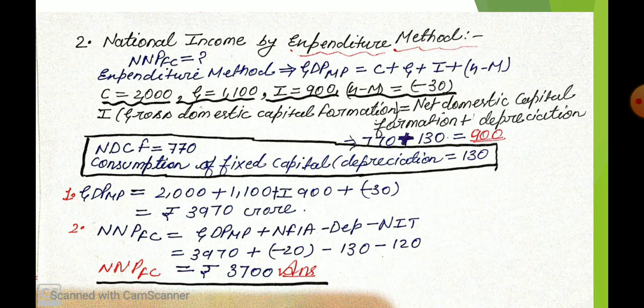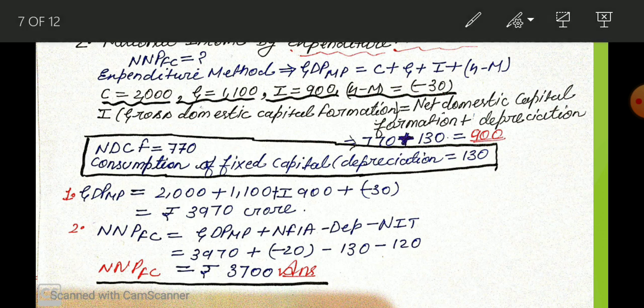Now national income by expenditure method. So national income means what you have to calculate? You have to calculate NNPFC. Okay, when we are using expenditure method, what do we get? We get GDP MP. How do we get it? By adding C plus G plus I plus X minus M. Okay, so C means private final consumption expenditure, its value is given 2000. Government final consumption expenditure, its value is given 1100.